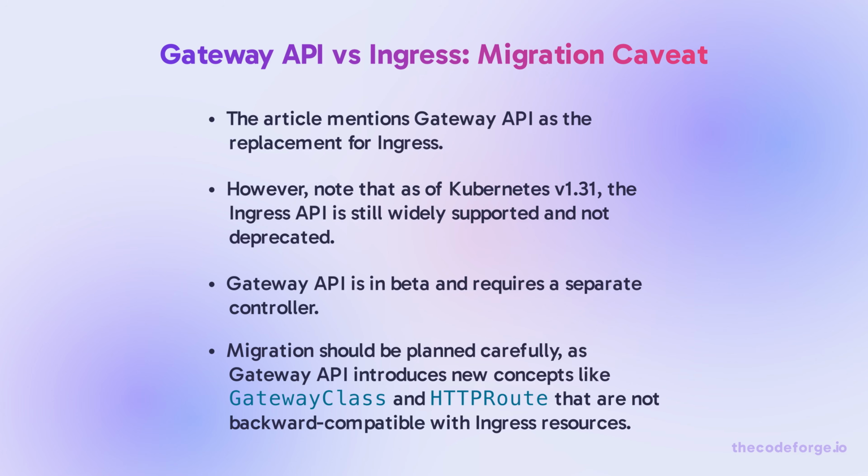The article mentions Gateway API as the replacement for Ingress. However, note that as of Kubernetes v1.31, the Ingress API is still widely supported and not deprecated. Gateway API is in beta and requires a separate controller. Migration should be planned carefully, as Gateway API introduces new concepts like GatewayClass and HTTPRoute that are not backward compatible with Ingress resources.